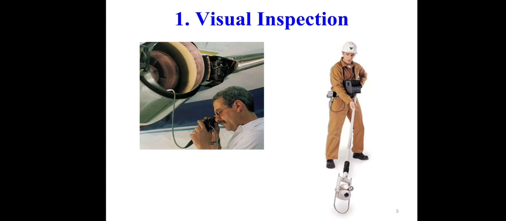Applications of visual inspection: checking the surface condition of the component, checking the alignment of mating surfaces, checking the shape of the component, checking for evidence of leaking, checking for internal side defects.